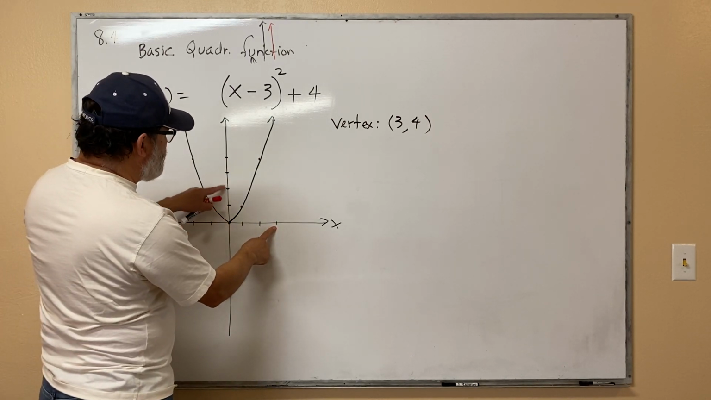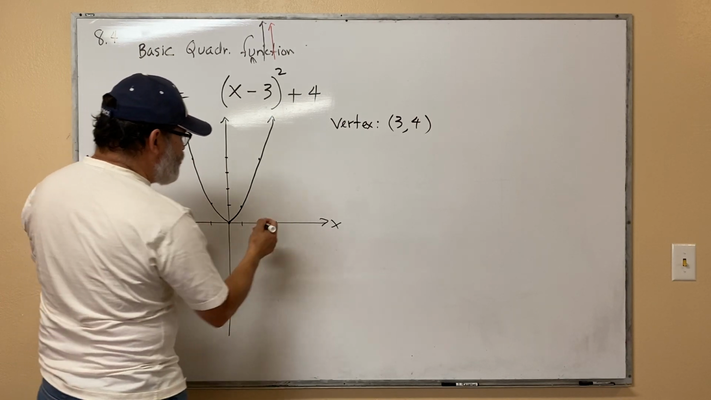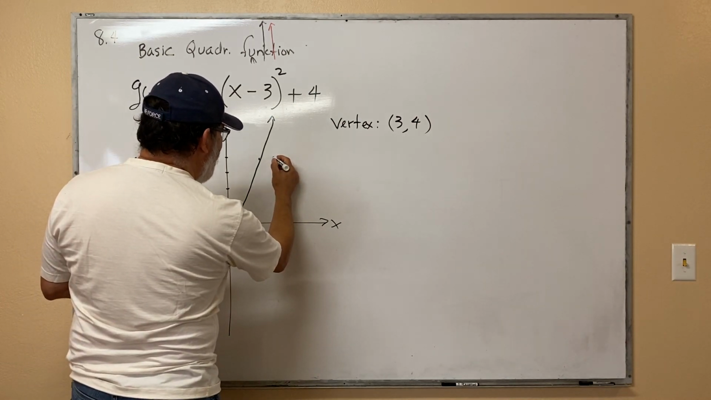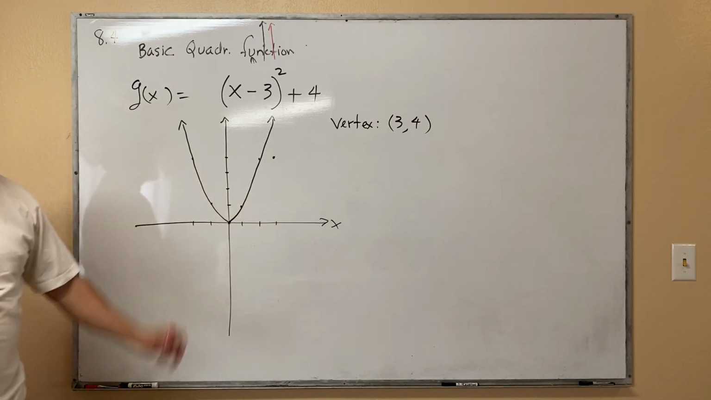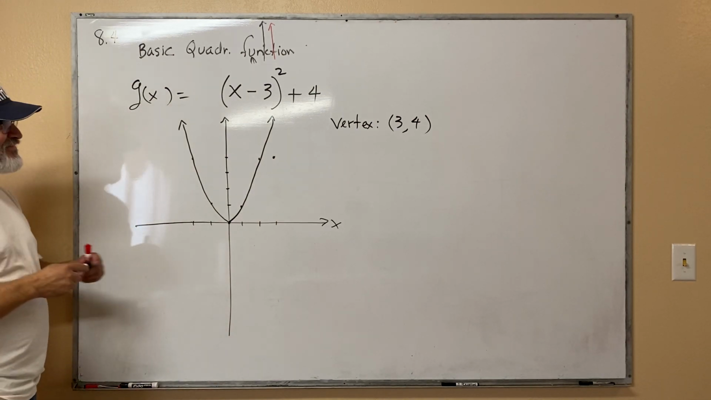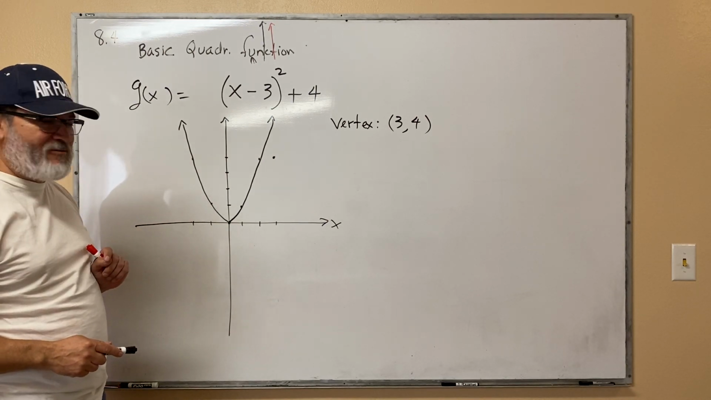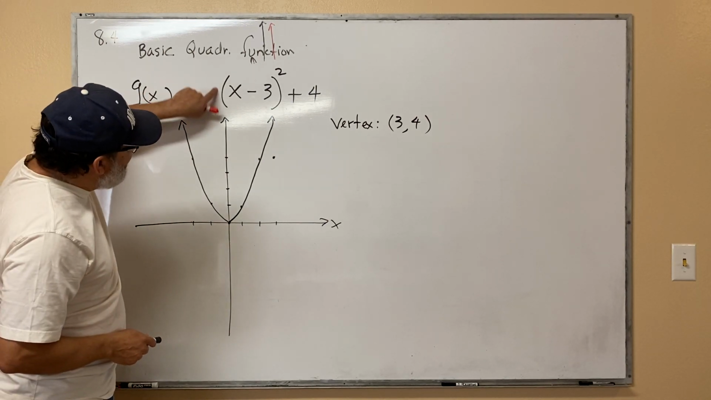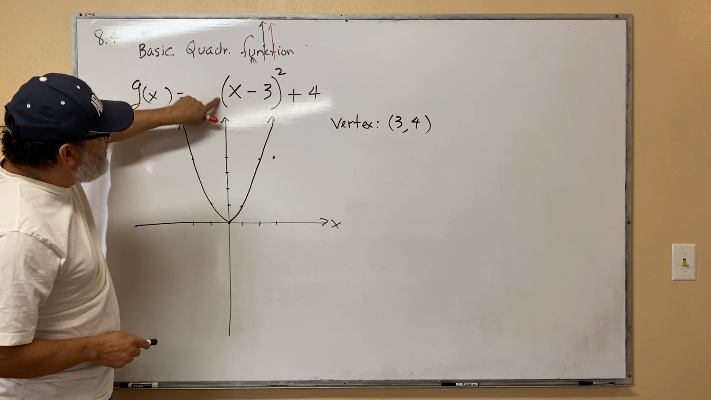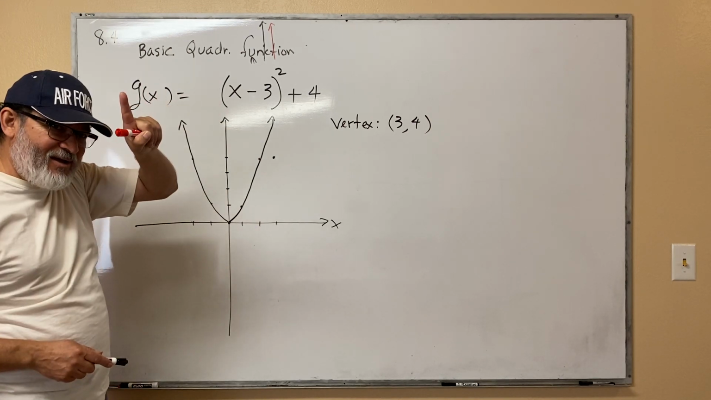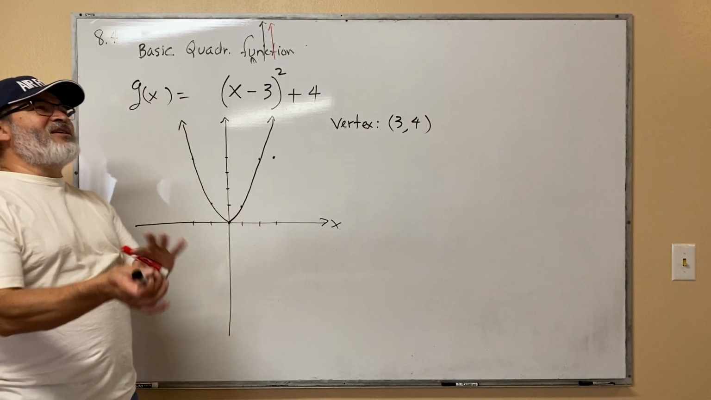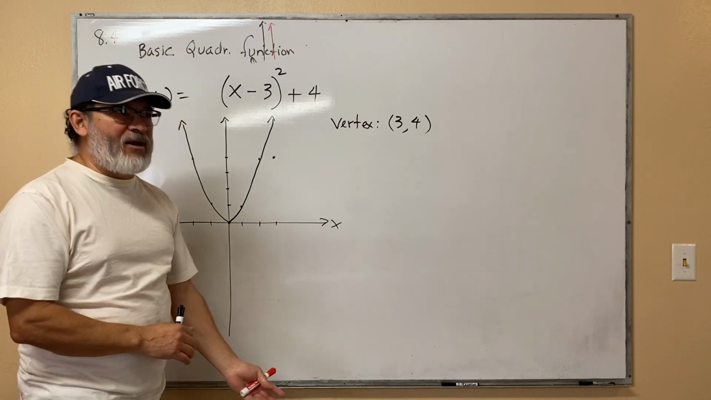4 up. 1, 2, 3, 4. And this is the new vertex for g of x. This is the new vertex for g of x. Because g of x, look at this leading coefficient, 1. The behavior is the same as the basic parabola.